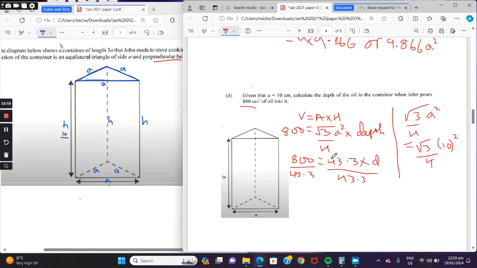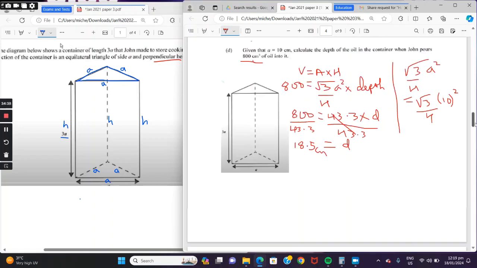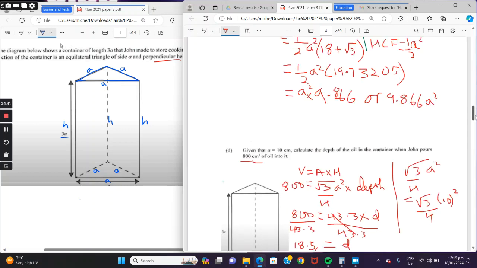So 43.3 into 43.3 would be 1. And 1 by D is D. And then you can see 800 divided by 43.3, which will give you 18.475. It's 1 decimal place, so 18.47 can be rounded up to 18.5. Make sure and put your metric. Since the answer is in cm, the depth will be in cm. So this will be the answer here. So I will stop the video for now.